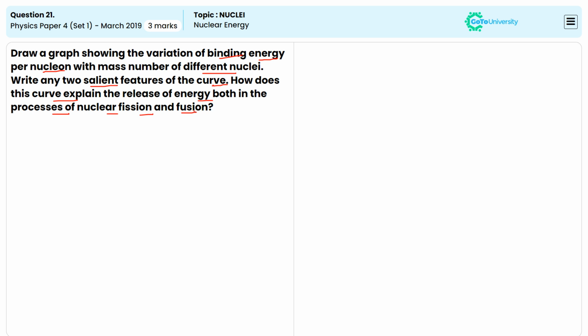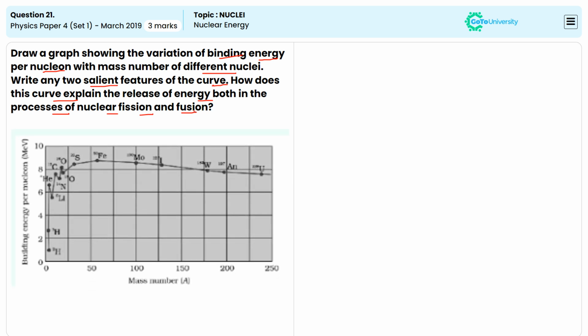The variation of the binding energy per nucleon with a vast number of different nuclei. This is the variation of the binding energy for different nuclei. Here the hydrogen atoms are there, iron atoms are there. The x-axis indicates the mass number, that is A, and the y-axis indicates the binding energy per nucleon. Helium, lithium, nitrogen, carbon, oxygen, sulfur, sodium, all the atoms of different binding energy we can see in this graph.